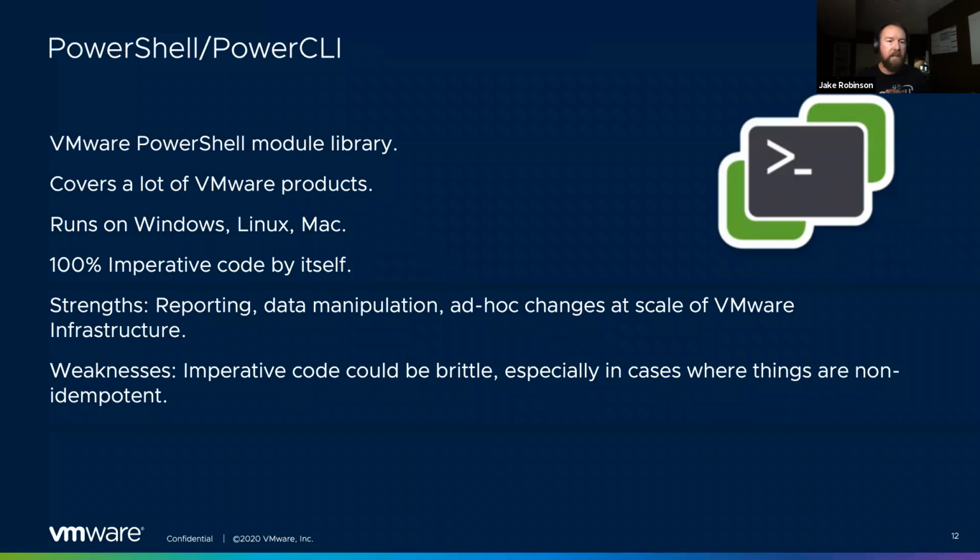Weaknesses as far as PowerCLI goes is that imperative code can be brittle. So that 1,000-line script that you had working a month ago, there's a chance that you try and run that again for whatever reason, and it just won't work. Not necessarily because of VMware's fault, but certainly you need to be aware that there could be breaking changes at some point with either PowerShell, PowerCLI, or VMware's APIs.